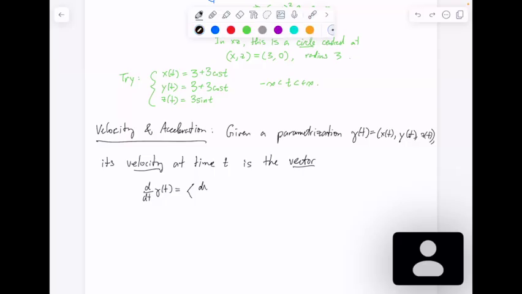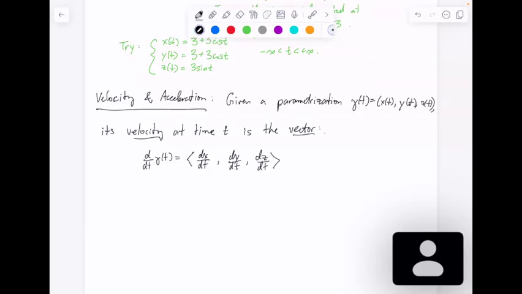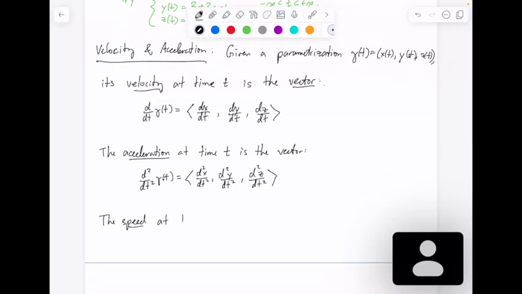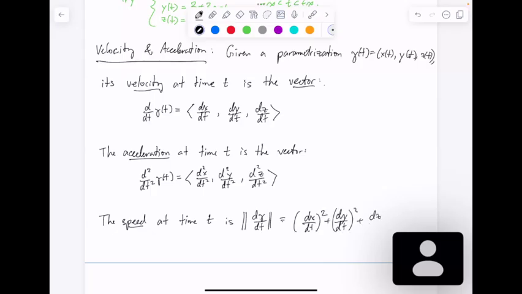But what you do is you take dx/dt in the first component, dy/dt in the second component, and dz/dt in the third component. And then the acceleration at time t is the vector, the second derivative of your parameterization, or in other words, the first derivative of your velocity. All right, and the speed at time t is just the absolute value of the velocity. If you want to write this out, this is going to be the square root of (dx/dt) squared plus (dy/dt) squared plus (dz/dt) squared.